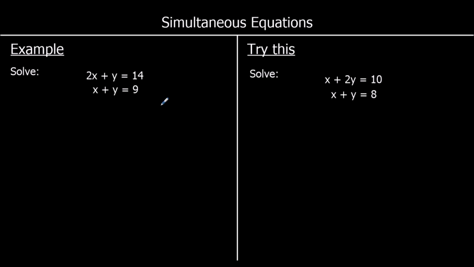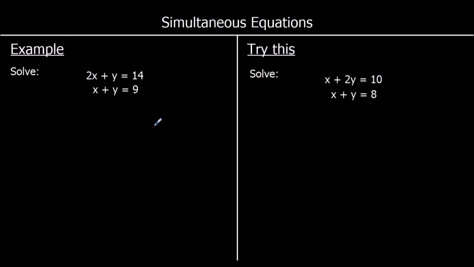So x and y, they are the same thing. There's one value for x and one value for y, and it's got to work for both equations. So we've got 2x plus y equals 14, and x plus y equals 9. We can solve these simultaneous equations by eliminating y.